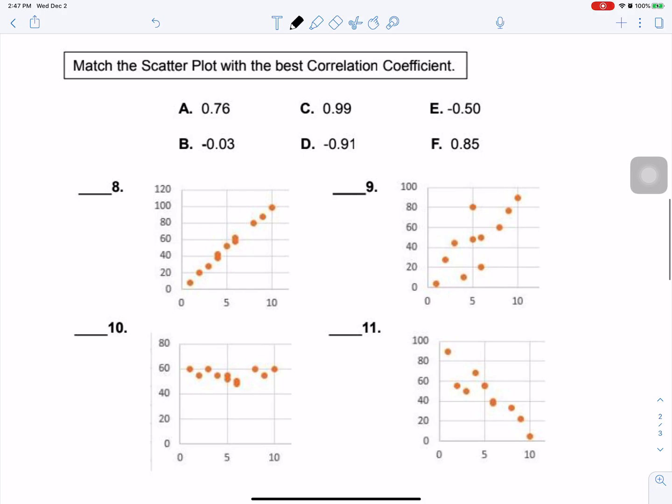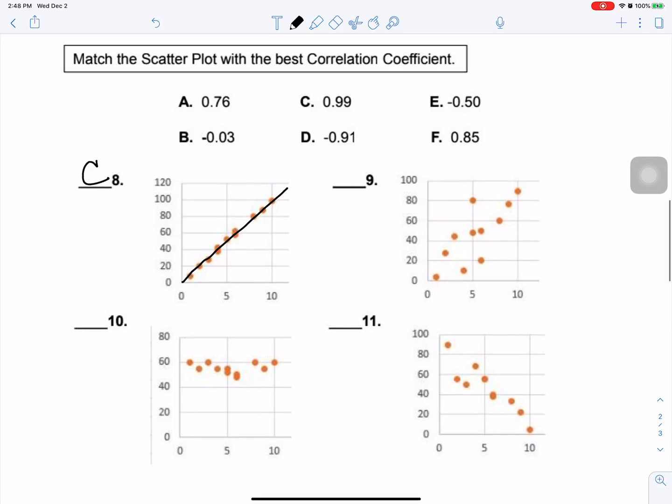And then again, we're just looking at it again. If I drew in my line of best fit on these points, I'm pretty much touching every point. It's not perfect, and it's a positive slope. So if it's a positive slope, that means my only options are A, C, or F. But I'm going to pick the C because that's the best one that I have.